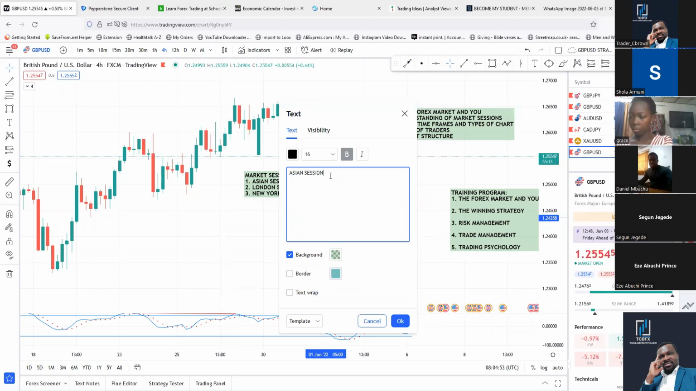In the Asia session, you're looking at when there is volume in the market. When there is volume in the market, that means volatility. When people are busy trading, buying or selling, that's when you want to be in the market. And this is very important.